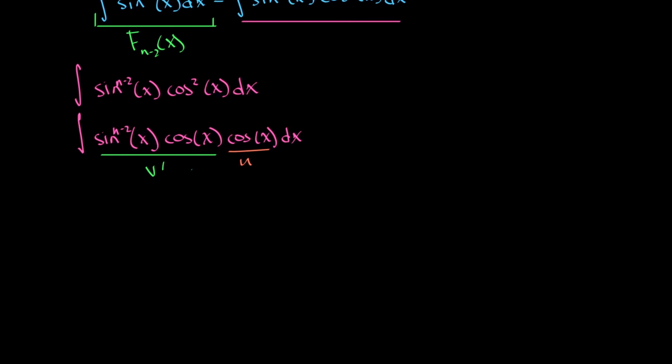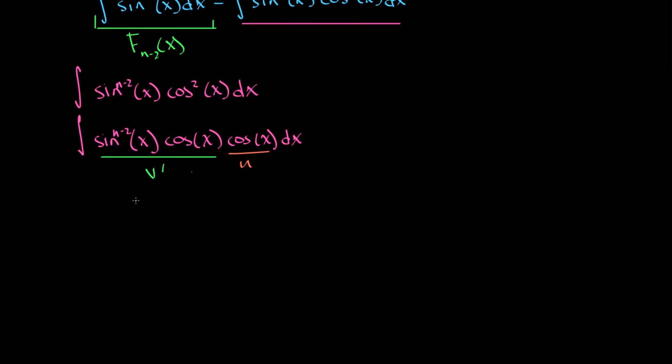Now, let's apply integration by parts. Maybe pause the video and give this a try on your own. We said that this guy right here, u, is cosine of x. Okay, and then its derivative is negative sine of x. And then we said v prime is going to be sine of x to the n minus 2 power times cosine of x.